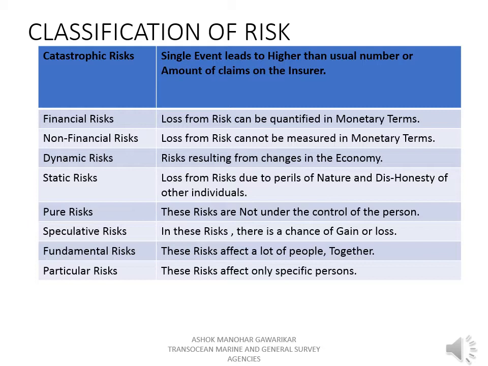What is static risk? It is a loss from risk due to perils of nature, or the dishonesty of other individuals. These are known as static risk. Pure risk is a risk that cannot be avoided and can be quantified. There is not going to be any profit whenever the perils are operative and damage is sustained to my buildings, office, machinery, factory, crop, vehicles, ships, cargo and ports. There will not be any profit out of this loss; there is going to be only loss. So this is pure risk.